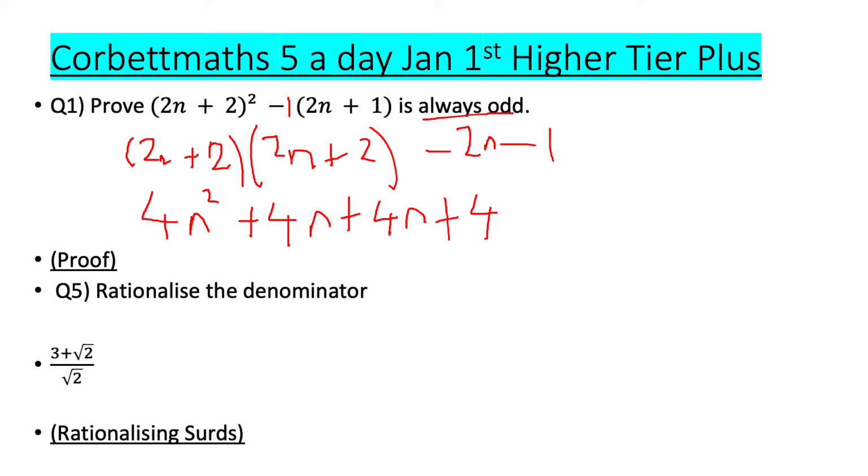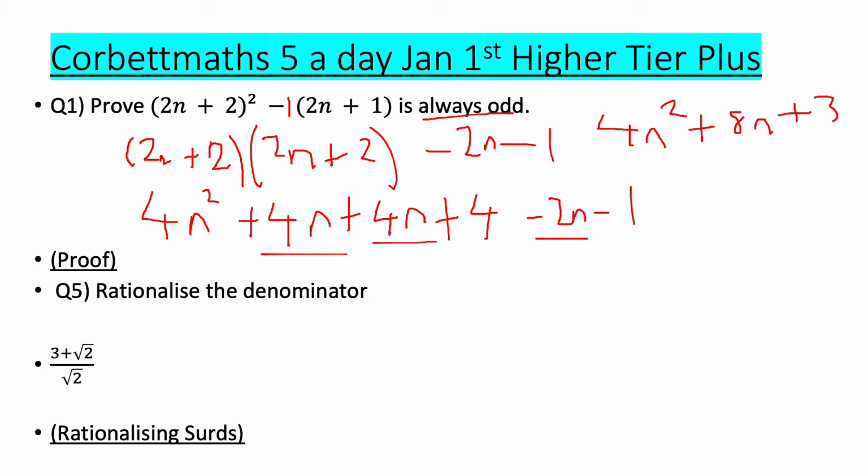2n times 2n is 4n squared. 2n times positive 2 is positive 4n. Plus 2 times 2n is positive 4n, and plus 2 times plus 2 is positive 4. Then I'm going to minus 2n minus 1. Simplifying this, I'm going to get 4n squared plus 6n plus 3, so 4n squared plus 6n plus 3.